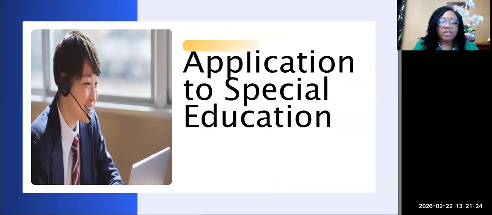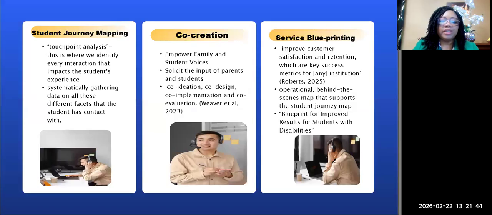We look at the special education setting and we understand that inherently schools as a whole are very complex, diverse, dynamic ecosystems. And it is clear that a one size fits all approach is not going to work for everyone. In the context of special education, we understand again that a student's journey is going to be unique. So with service research, it can help us to visualize the journey to identify process breakdowns.